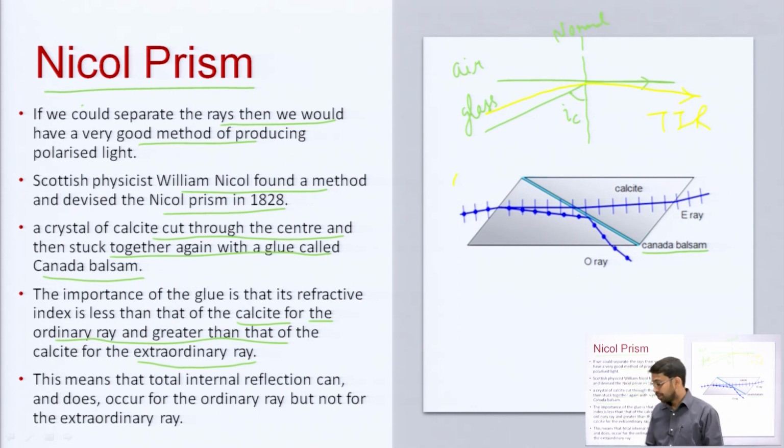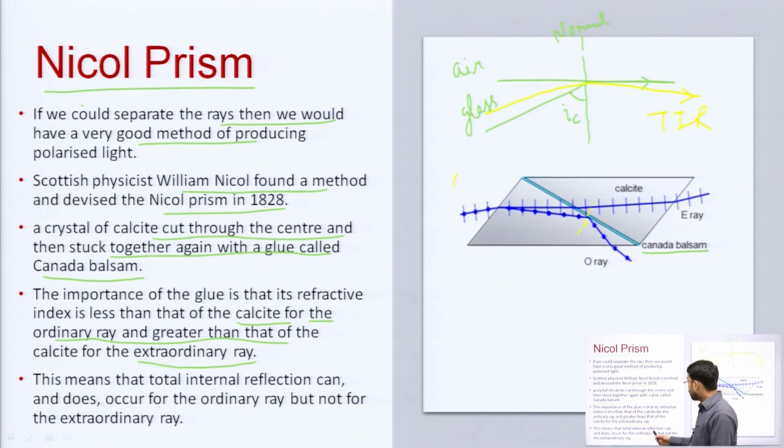Okay. So, using this same concept, what will it do? The refractive index of Canada balsam is less than that of this part for the ordinary ray. So, this is the normal. Due to total internal reflection, this light ray will come here and the E ray will pass. So, we get a plane polarized light ray here. We can easily construct this Nicol prism to get plane polarized light, and this is a very good and efficient method. Okay.